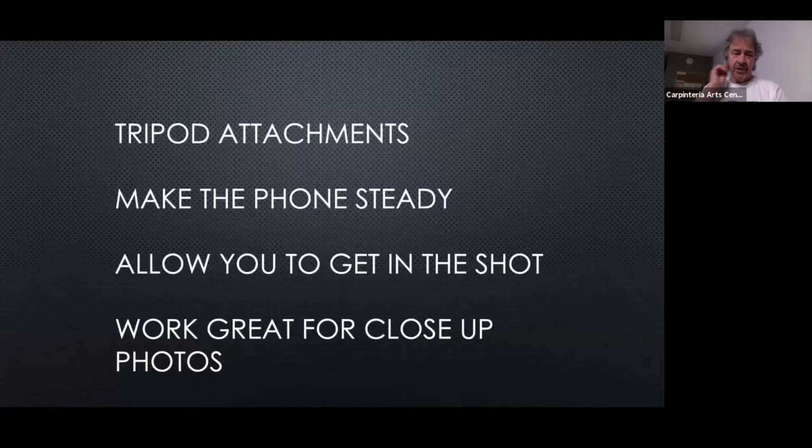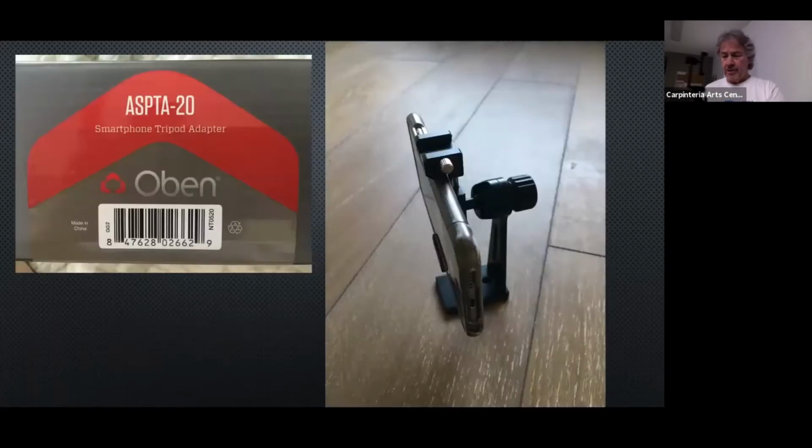Okay, so let's talk a little bit about tripod attachments. Even though I said, please don't run out and buy a tripod, that's what the iPhone is all about, having it ready and in your hands. But if you're gonna do a tripod attachment, they make the phone steady for close-up shots. They allow you to run around and get in the shot, and they also work great for close-ups, okay? So this is currently the one that I'm using. This is made by Oben, O-B-E-N, and they run about 25 bucks, and it is this little attachment up here.